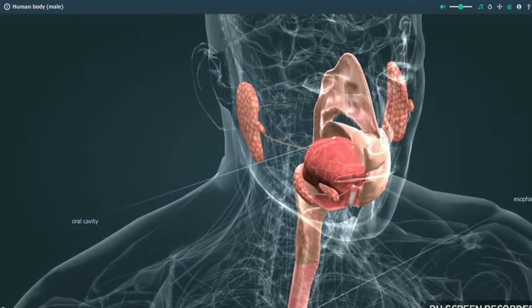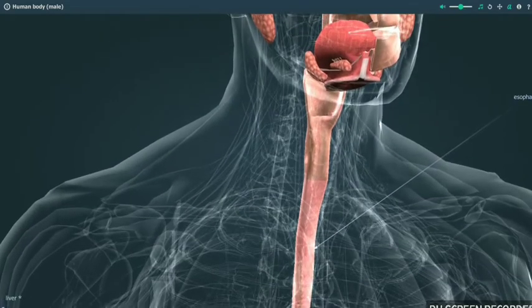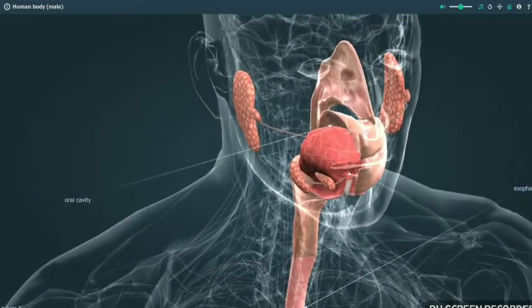In buccal cavity, saliva acts on the food, and this food is converted into bolus, and then it's transferred through the esophagus to the stomach by the peristalsis movement. The contraction and relaxation of the muscles in the esophagus is known as peristalsis movement, and this peristalsis movement goes on throughout the alimentary canal.